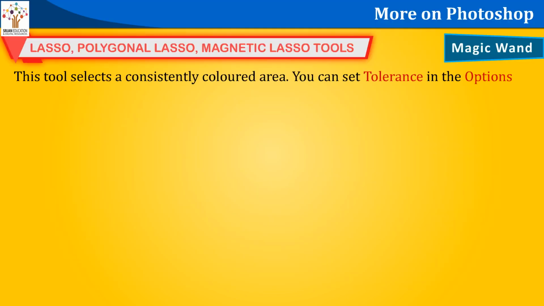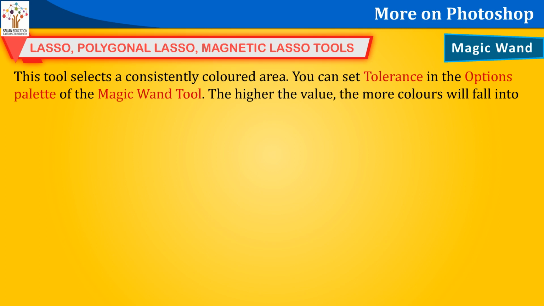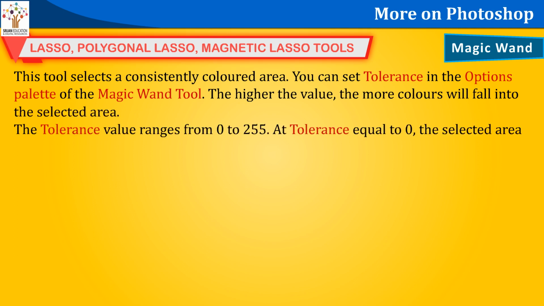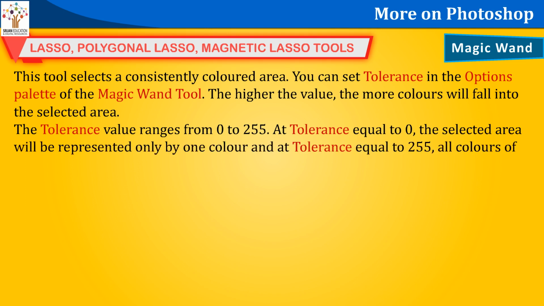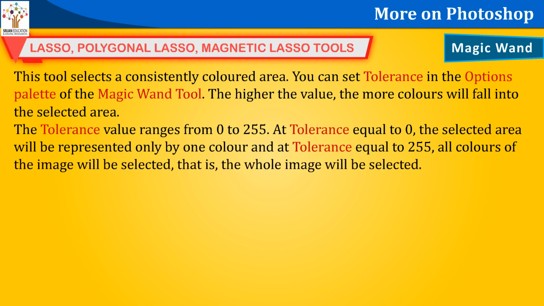Magic Wand. This tool selects a consistently colored area. You can set tolerance in the options palette of the Magic Wand tool. The higher the value, the more colors will fall into the selected area. The tolerance value ranges from 0 to 255. At tolerance equal to 0, the selected area will be represented only by one color. And at tolerance equal to 255, all colors of the image will be selected. That is, the whole image will be selected.